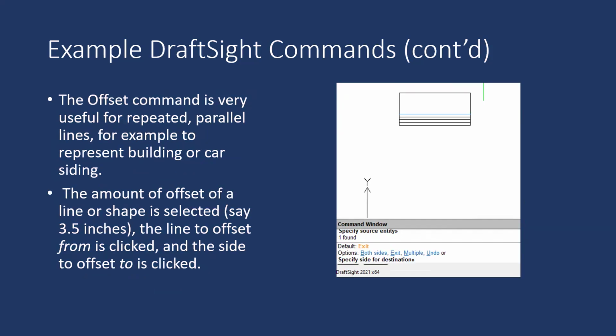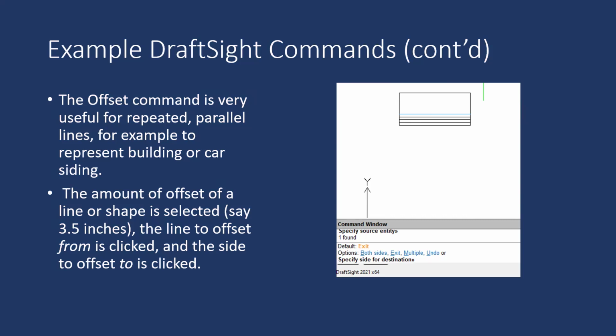So it's another way to do that. There's another extremely useful command for the type of work model makers perform, called the offset command. It's very useful for repeated parallel lines, for example, to represent building or car siding. The amount of offset of a line or shape is selected, for example, 3.5 inches. The line to offset from is clicked on, and the side to offset to is clicked on.